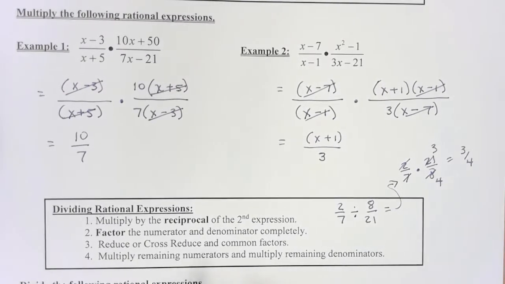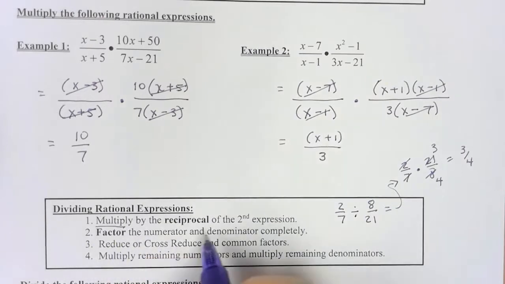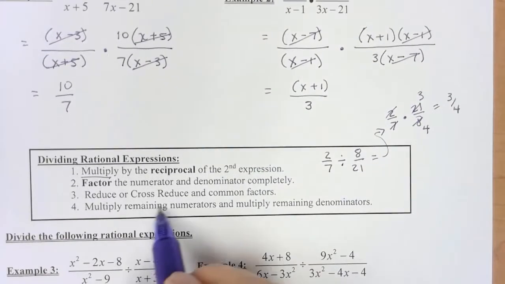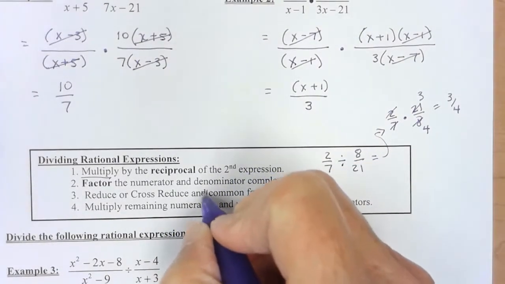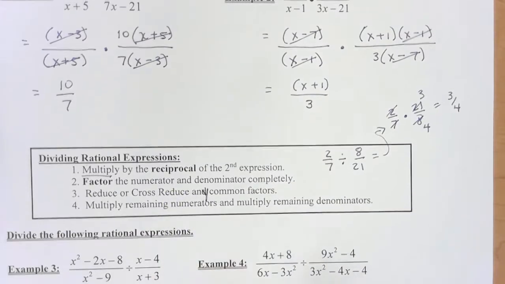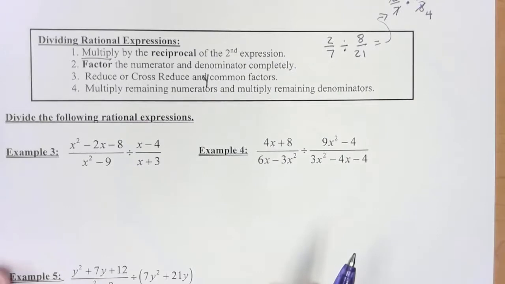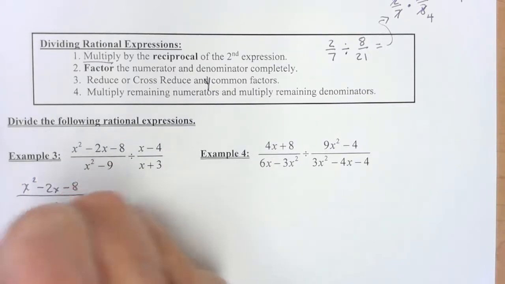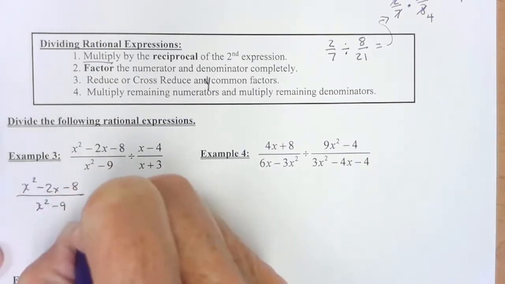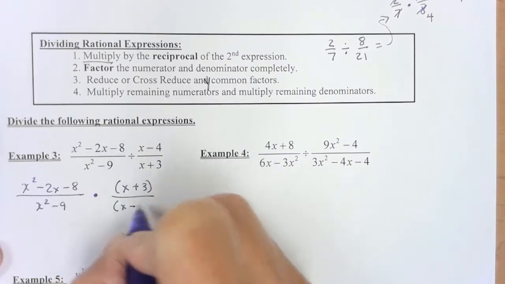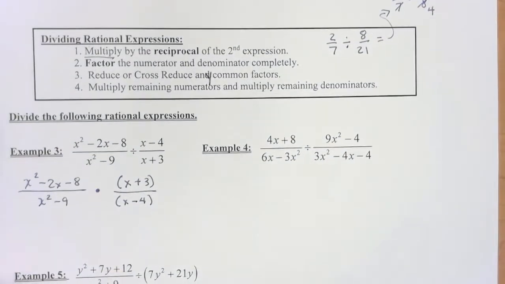Now, let me keep going. Multiply by the reciprocal of the second. Factor the numerator and denominator completely. Reduce or cross-reduce any common factors. Multiply remaining numerators and multiply remaining denominators. So we first have to change it to a multiplication problem. So let me move this one on up. So I have x squared minus 2x minus 8 over x squared minus 9. I'm going to go ahead and put these in parentheses because I see that I cannot factor those.